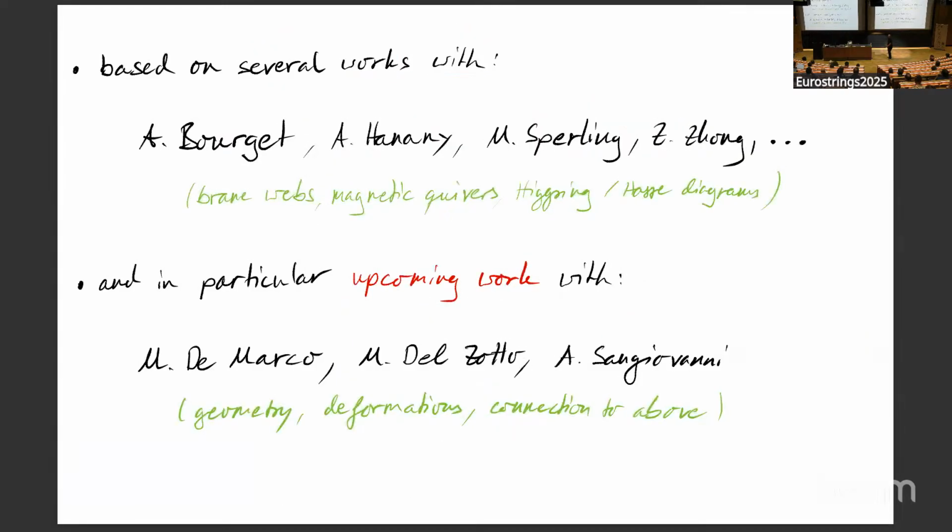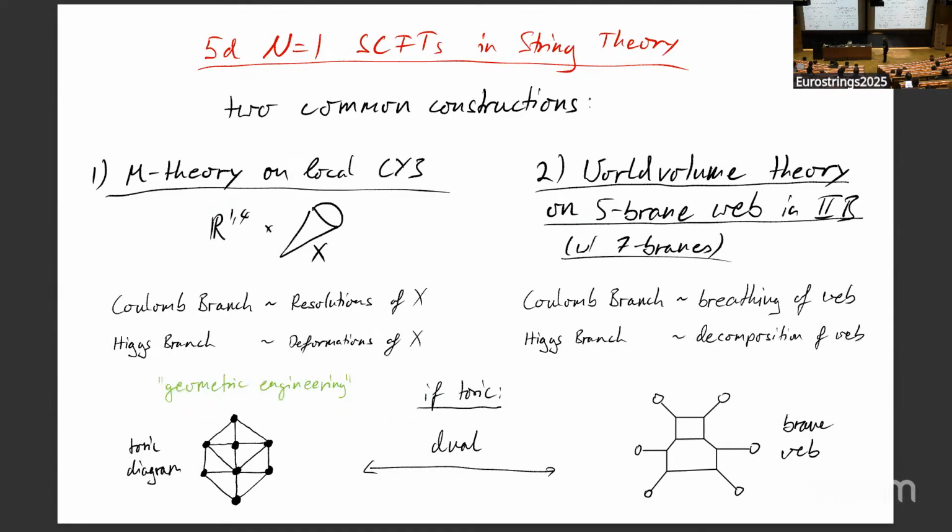Before I really start, let me mention some collaborators. Many of the things that I'll say in general are either already known for a long time, or work done with Antoine Bourget, Ami Hanany, Markus Sperling, and Zhenghao Zhong, and also many others. The stuff I'll talk about in particular today is done with Maria De Marco, Michele Del Zotto, and Andrea Sangiovanni. And all of these are here, so you can also complain to them.